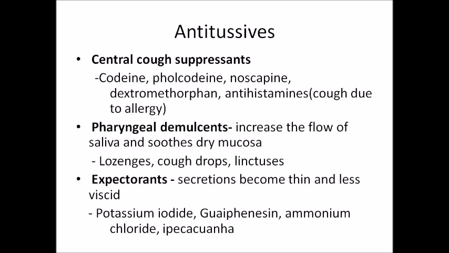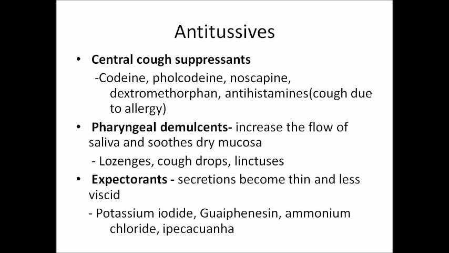The second group of agents is pharyngeal demulcents. Demulcents increase the flow of saliva and soothe the dry mucosa. Usually when our throat becomes dry, there is a cough. Examples are lozenges like Strepsils, which can increase the flow of saliva, and cough drops and linctuses. Linctuses are syrups. So these can be used as pharyngeal demulcents.